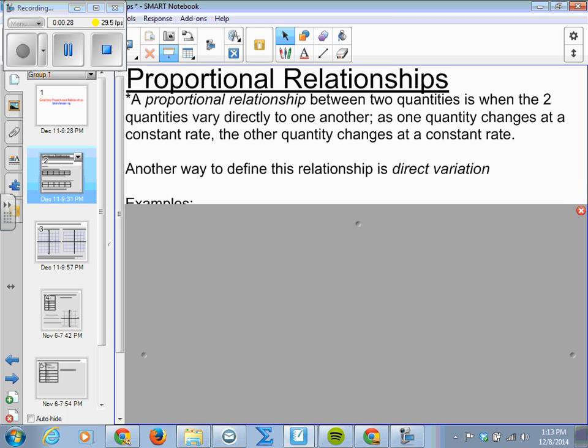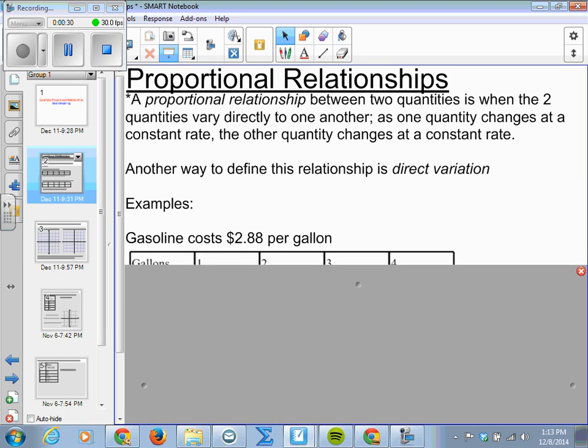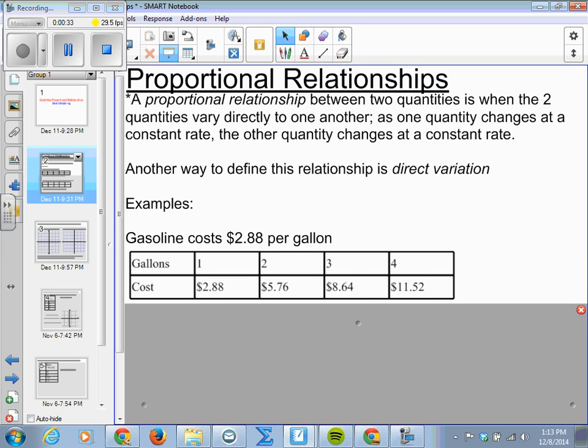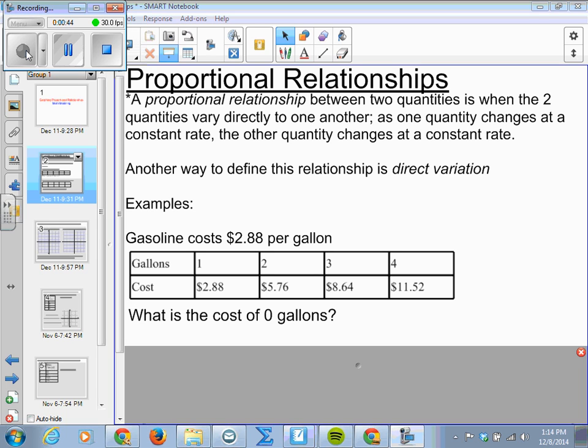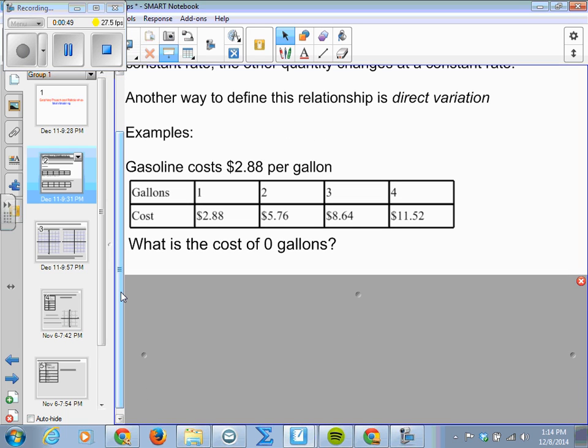Some of you may have heard that, maybe not. So for example, we have a table of the cost of gas. It looks like it's $2.88 for 1 gallon, $5.76 for 2 gallons, $8.64 for 3 gallons, and $11.52 for 4 gallons. The question is then, what is the cost of 0 gallons? Well, if you don't buy any gas, it costs no money, right? So $0. If you buy gas, it costs $2.88 per 1 gallon.